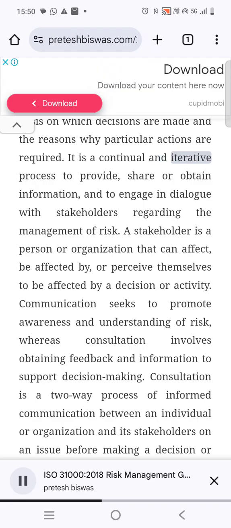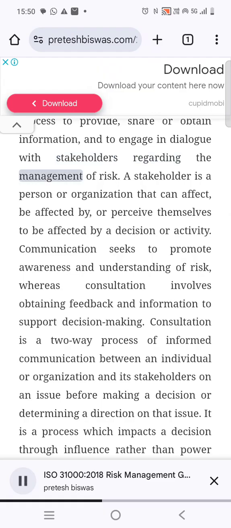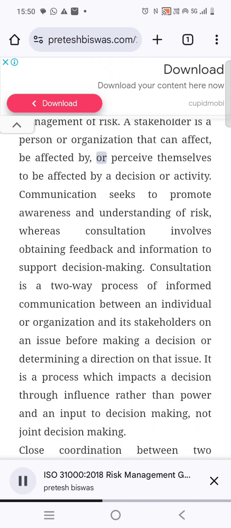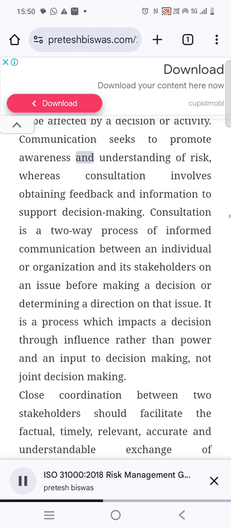It is a continual and iterative process to provide, share, or obtain information, and to engage in dialogue with stakeholders regarding the management of risk. A stakeholder is a person or organization that can affect, be affected by, or perceive themselves to be affected by a decision or activity. Communication seeks to promote awareness and understanding of risk, whereas consultation involves obtaining feedback and information to support decision-making.